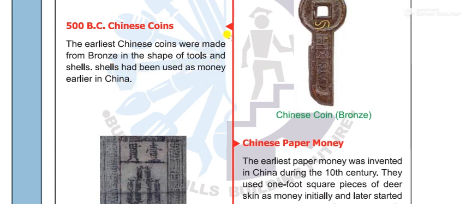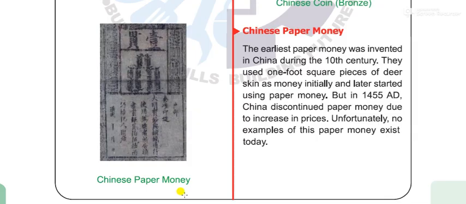Even during 500 BC, Chinese coins were made from bronze in the shape of tools and shells. Shells had been used as money earlier in China. It means China also has a very long history of it. This is the Chinese coin. Just see like this. Is it looking like a coin? It looks like a key. But it is a Chinese coin made of bronze, a type of metal.